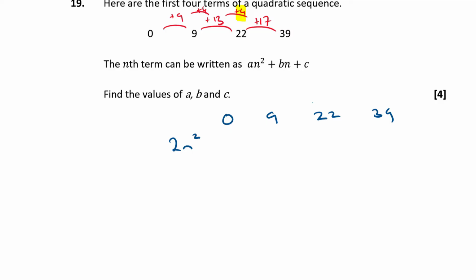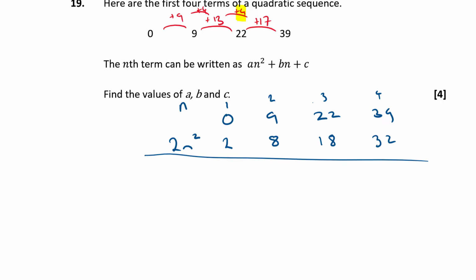Now, what is 2n squared? So for n is 1, 2, 3, and 4, 2n squared is going to be, well, 1 squared times 2 is 2. 2 squared is 4 times 2 is 8. 3 squared is 9 times 2 is 18. And 4 squared is 16 times 2 is 32. Okay, so if I take that out of our sequence, what have we got left? So I've got 0 subtract 2, that's minus 2. 9 subtract 8 is 1. 22 subtract 18 is 4. And 39 subtract 32 is 7.